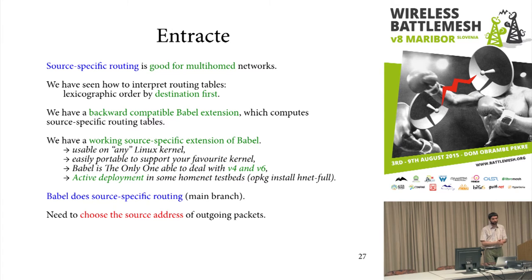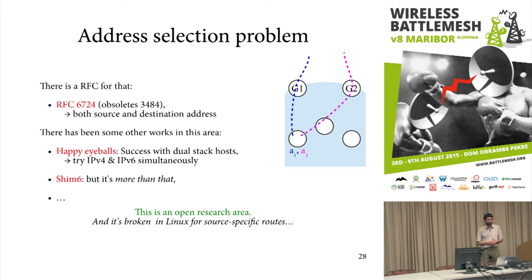And now I would like to go to the source address selection, because if we have a host which has multiple addresses, we must be able to choose the address. In fact, not only the source address, but both the source and the destination address. There is an RFC for that, but it's not always sufficient, so there is other work. For example, Happy Eyeballs is made for IPv4 and IPv6 dual stack hosts, and it will try both IPv4 and IPv6 simultaneously and take the first which answers. There are also other technologies, and this is an open research area.